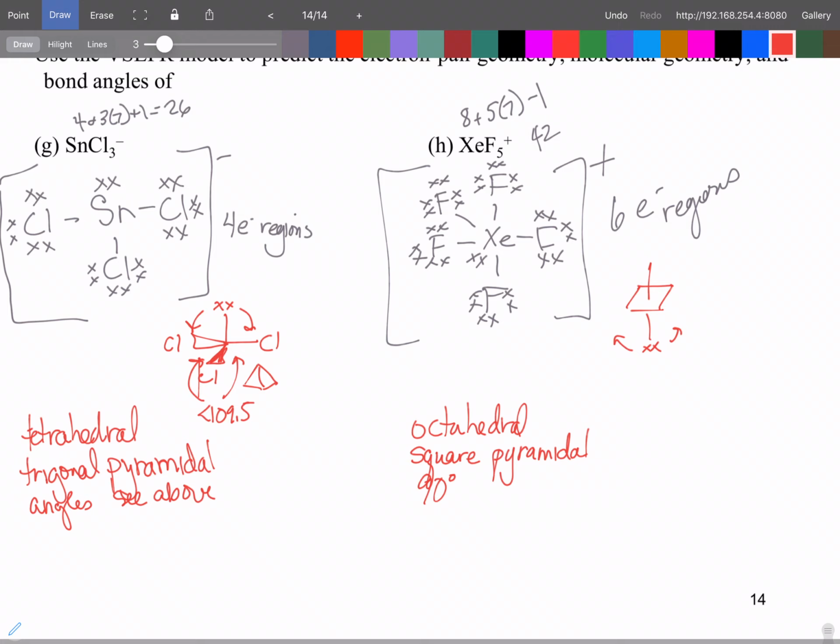I have left room because we're going to come back once we address hybridization and polarity and add them back in to these structures. Okay? So make sure you keep up with these and they're clean and neat and you can add more to them. Okay? We'll continue on in the next section.